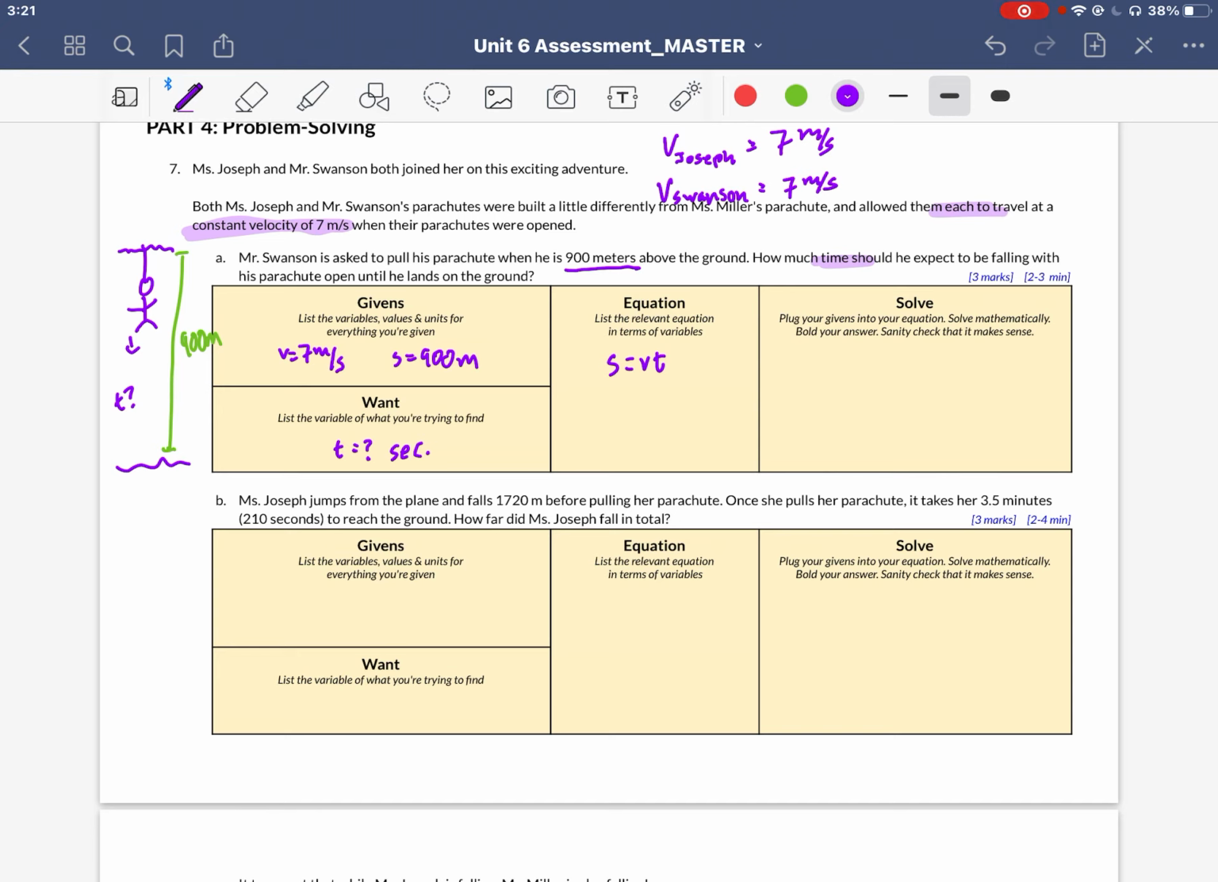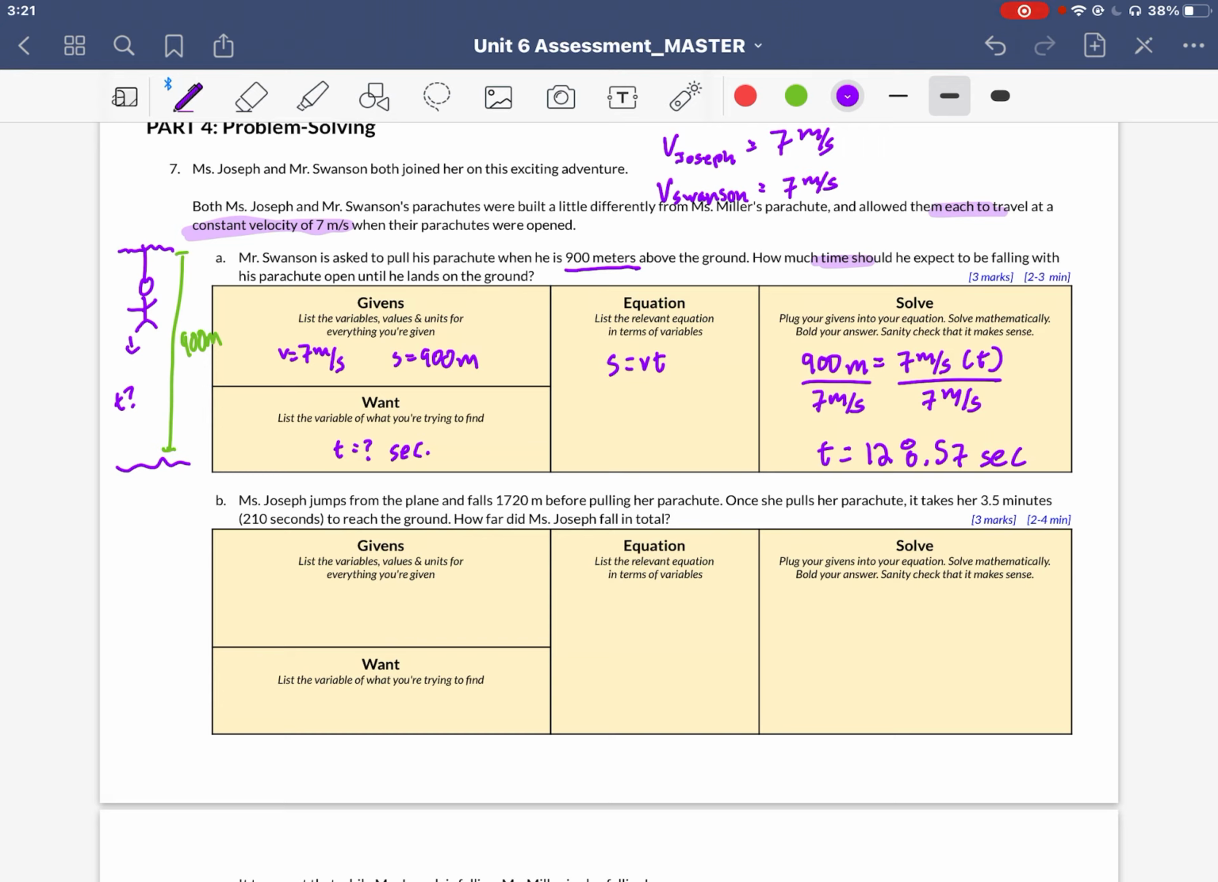Okay, so we have 900 meters equals 7 meters per second times time. We're going to divide by 7 meters per second, and our time will be equal to 900 divided by 7, 128.57 seconds, which you could also round up to 128.6 seconds. Either way, we accept it. Either way is great.